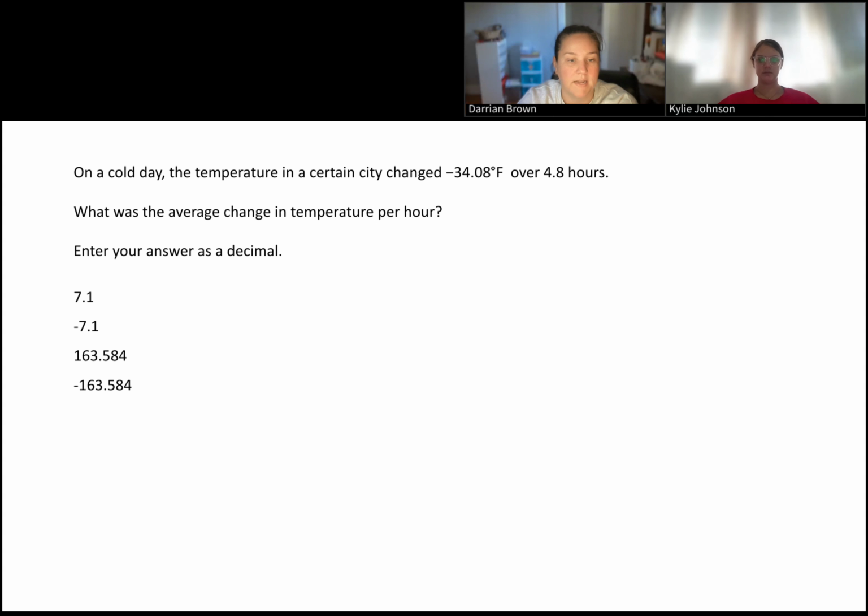All right, moving on to slide 4. This is number 3. It says, on a cold day, the temperature in a certain city changed negative 34.08 degrees over 4.8 hours. What was the average change in the temperature per hour? Enter your answer as a decimal. So I want you to get your highlighter really quick and highlight that word average.